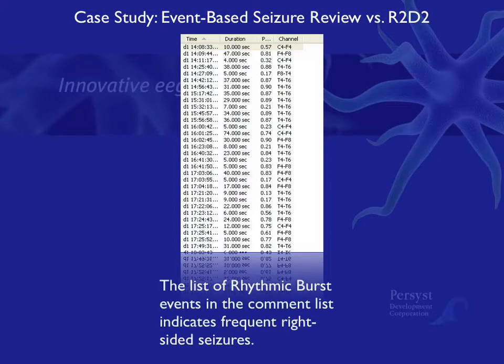The list of rhythmic burst events in the comment list indicates frequent right-sided seizures. Their morphology, spatial distribution, and temporal distribution is not easily discernible from a traditional list of seizure detection events.